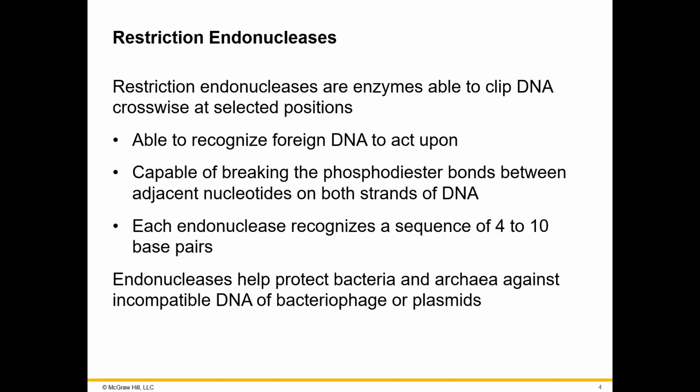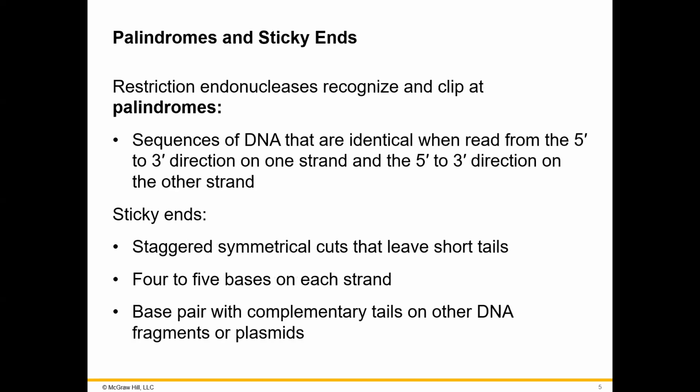So remember, these are your phosphodiester bonds, the ones between the nucleotides. These enzymes recognize sequences of 4 to 10 base pairs. It's usually around 6 base pairs in length, and it tends to be even numbers every time. So, we already said what they do.